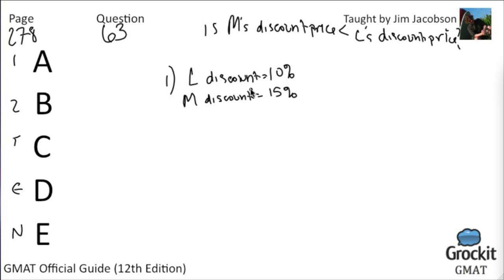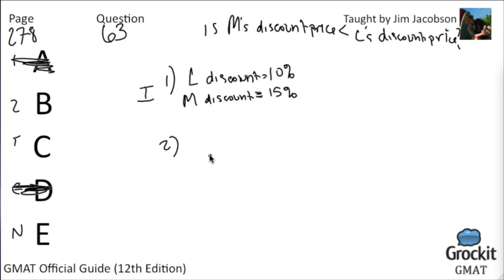So that is good to know, but without knowing the original prices, we don't know how these two discounted prices stand in relationship to each other. Even though M's discount is higher, it may be that they have a much higher initial price, and so a 15% discount may still have a higher discounted price than L's, even though it has a smaller discount. So statement 1 is insufficient because we need to know what the original prices are that these discounts are applied to. So it's not going to be A, and it's not going to be D.